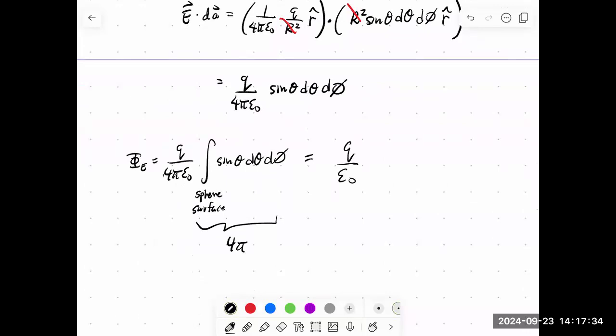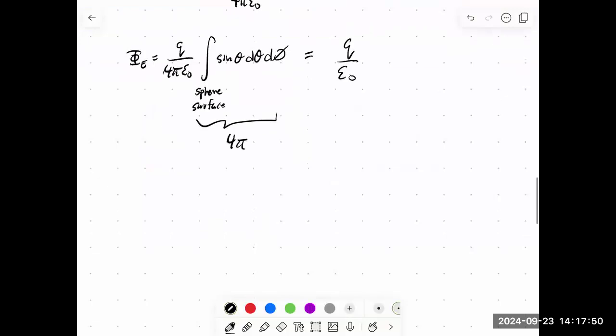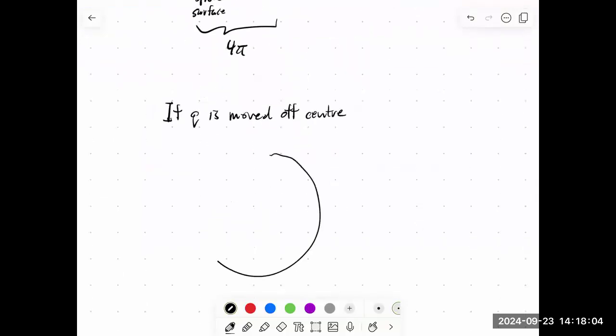Now what that tells us is that we've done the calculation for the sphere and we get q over epsilon naught. So it must be also q over epsilon naught for the rectangle. And we could now say, well, what if we had a sphere, but we move our charge off center? So if Q is moved off center, then we would have, here's our spherical surface, and I could put Q over here. And now I draw my electric field. What's the flux now?